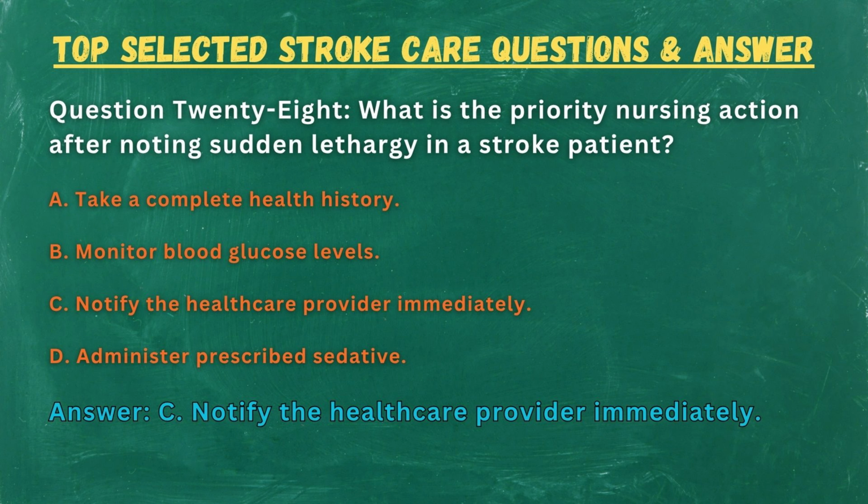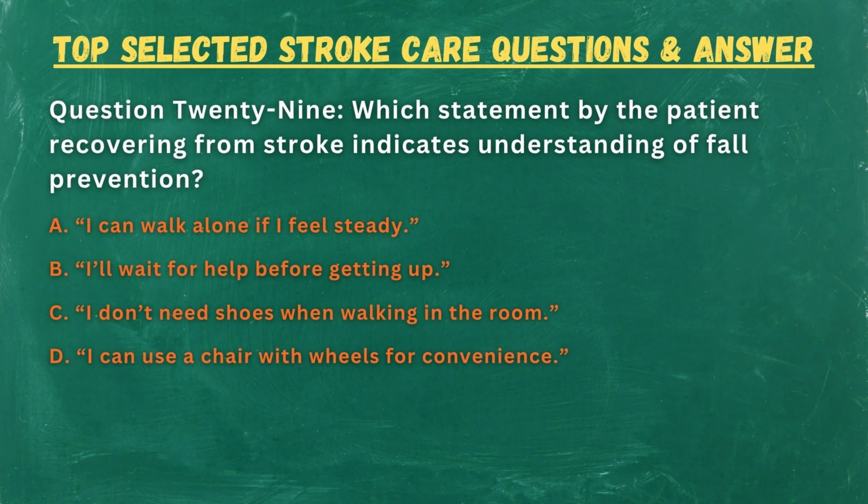Answer: C. Notify the healthcare provider immediately. Question 29. Which statement by the patient recovering from stroke indicates understanding of fall prevention? A. I can walk alone if I feel steady. B. I'll wait for help before getting up. C. I don't need shoes when walking in the room. D. I can use a chair with wheels for convenience.